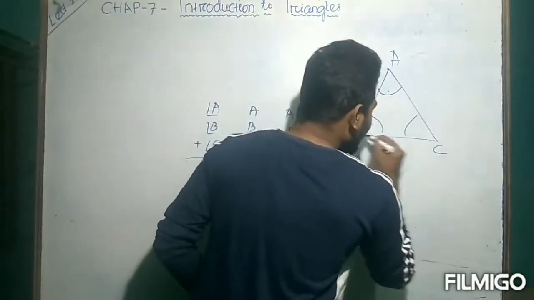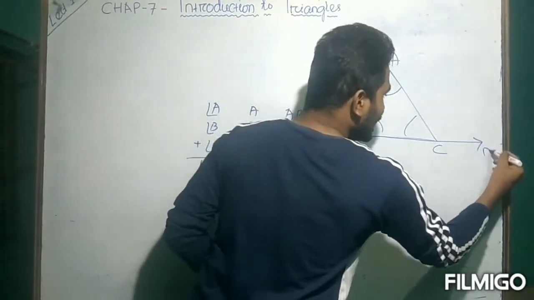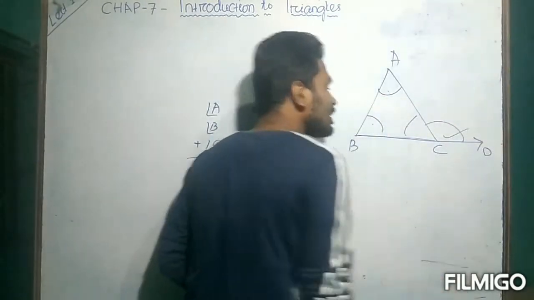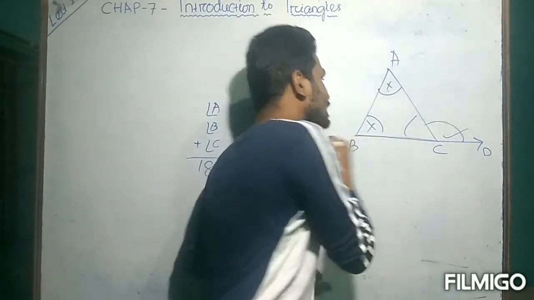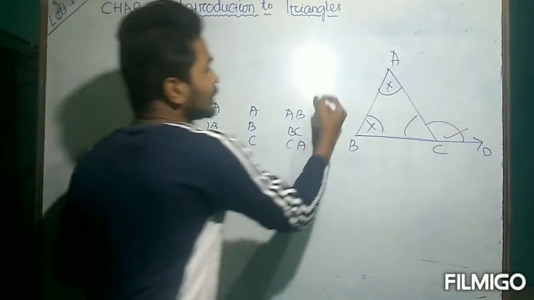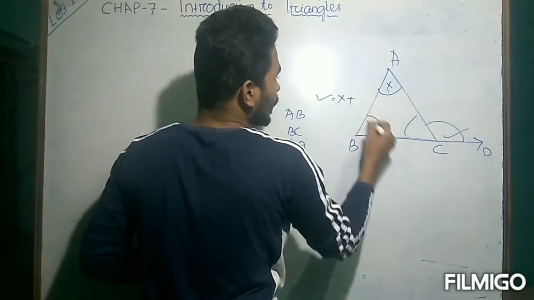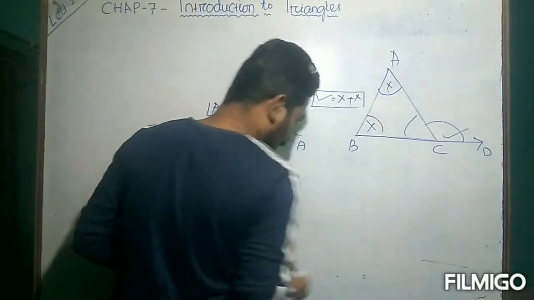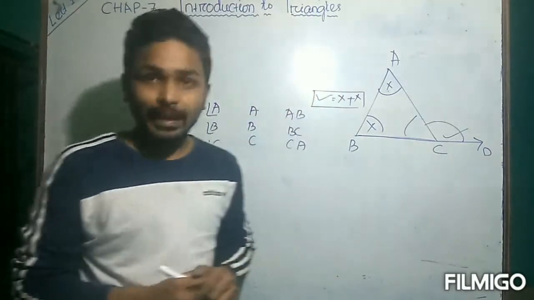Similarly, if we extend this side or this base BC to a point D, then we will get an exterior angle, and this exterior angle is equal to the sum of the 2 interior opposite angles, like this angle plus this angle. Okay? This is theorem number 6.8. So these are the various ideas and properties about triangles.